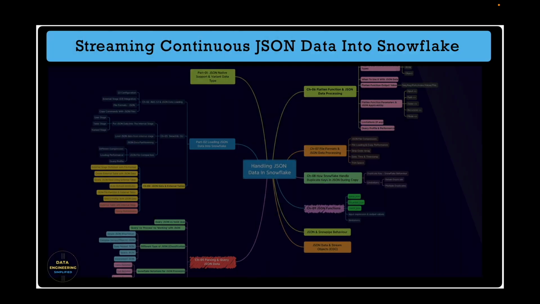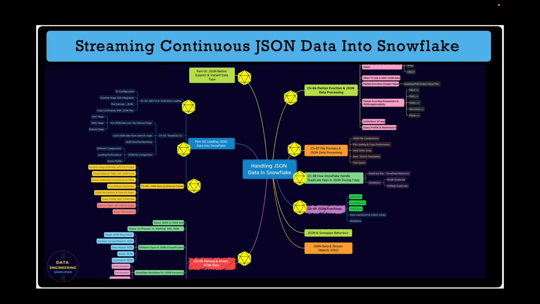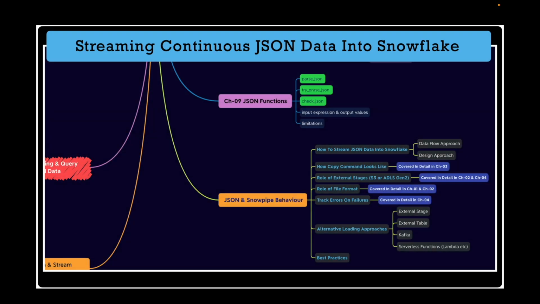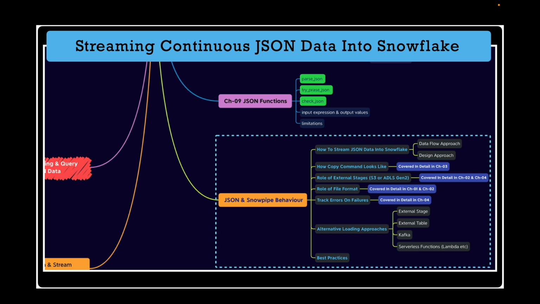The last 9 chapters have covered almost all core concepts of JSON processing in Snowflake, and this chapter's primary intent is to use those concepts and ingest continuous JSON data into Snowflake and see how JSON streaming works. We will learn and practice how to stream JSON data into Snowflake, including data flow approaches and different design considerations when ingesting continuous JSON data.